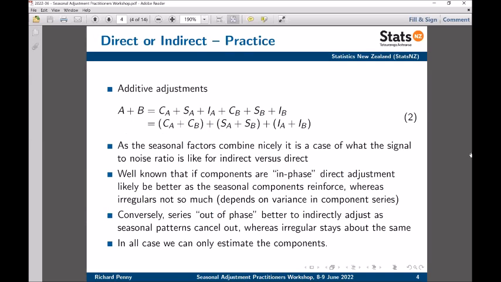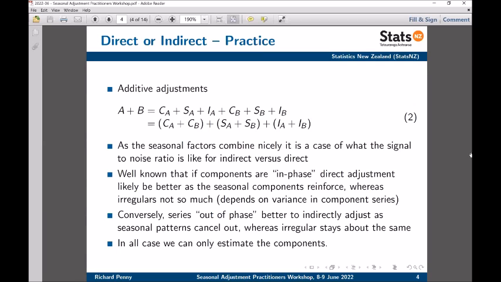So in practice, if the seasonal factors combine nicely, it is a case of what is the signal to noise ratio for indirect versus direct. You're estimating the components, and it comes down to which way. You can show formulas, but the easiest hand-wavy way is whether the components are in phase. In other words, they have pretty similar seasonal patterns. The direct adjustment is likely to be better because as you add them up, the seasonal components reinforce, whereas the irregulars cancel each other. So your signal gets increased and your noise stays about the same.